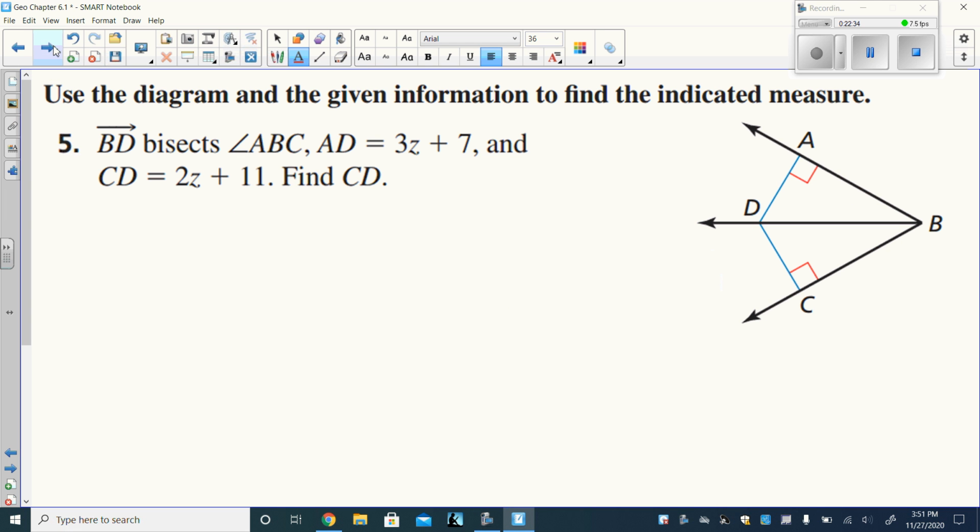Now we can do this also. We can use equations just like what we did in the last one, so we'll do it here again. BD bisects angle ABC. AD is 3z plus 7, and CD is 2z plus 11. Find the length of CD.